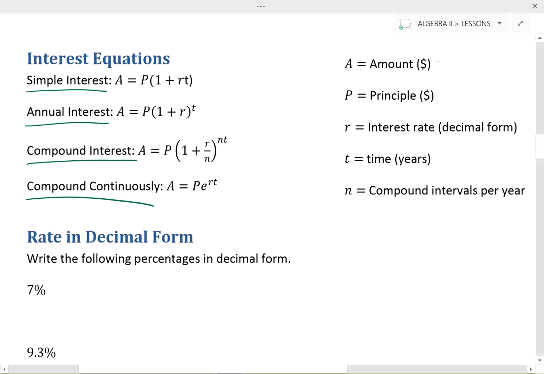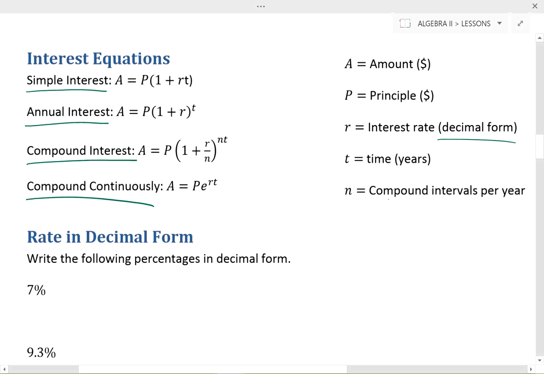And just to give you an idea of what each of these means, in these equations, the variable A equals amount, really the final amount of an investment after it's been invested at a certain percentage rate for a certain time period. P is your principal. Principal is another way of saying your starting amount. R is your interest rate. Now, key here is that it's your interest rate in decimal form. T is your time unit, typically in years.